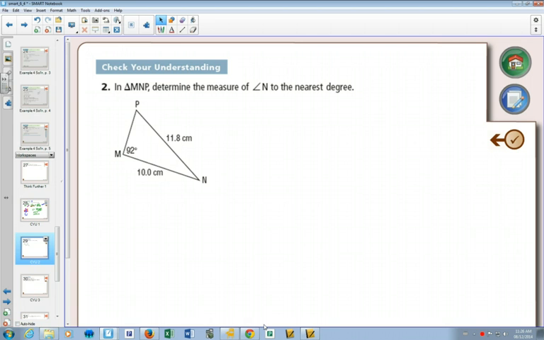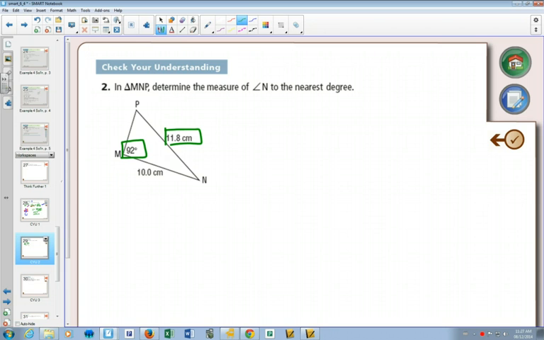What you're going to use to see, can I use the sine law or not? Do I have an angle and its opposite side? Yes. The angle that we have is 92, and we have the opposite side, so we can use the sine law.